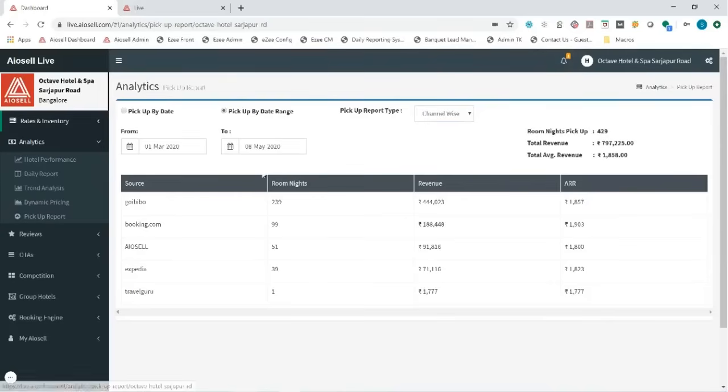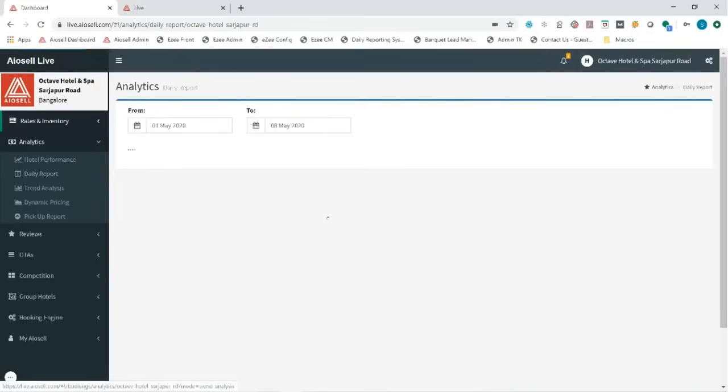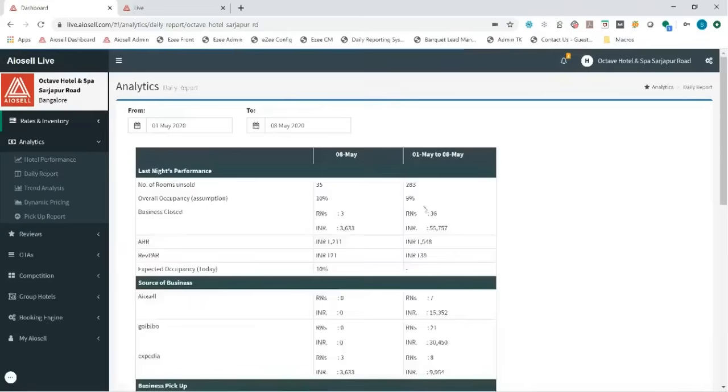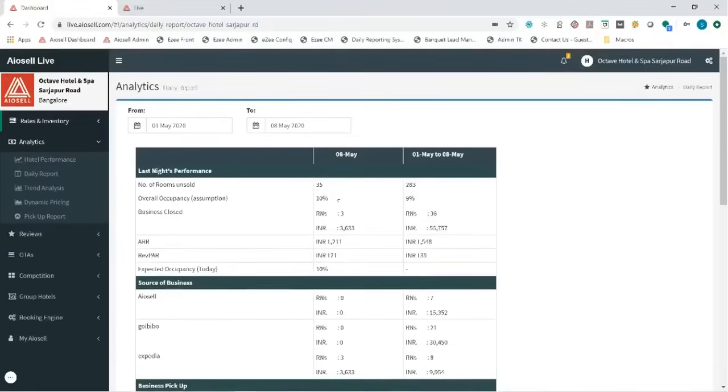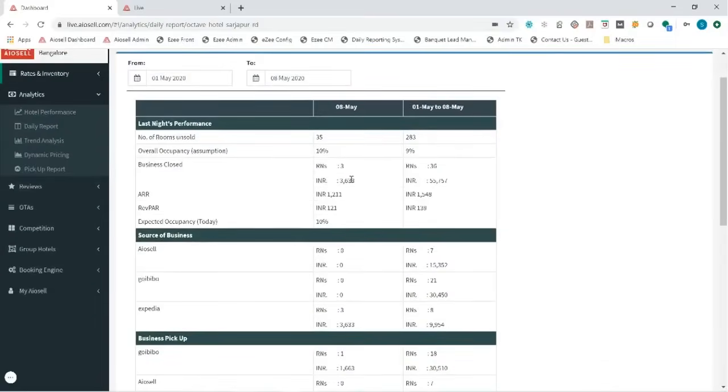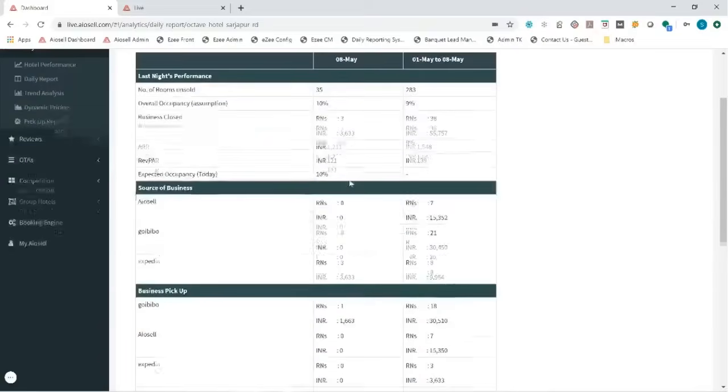Now, this is for the pickup for a particular hotel, depending on either one date or a certain date range. We also have something called a daily report. A daily report is something that is generated at the end of the day, and it is also delivered to the hotel owners and hotel management on email.